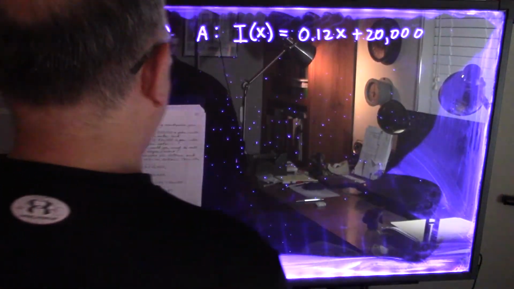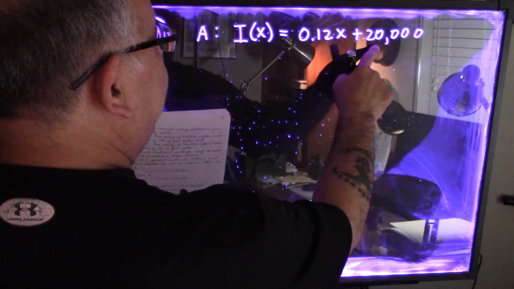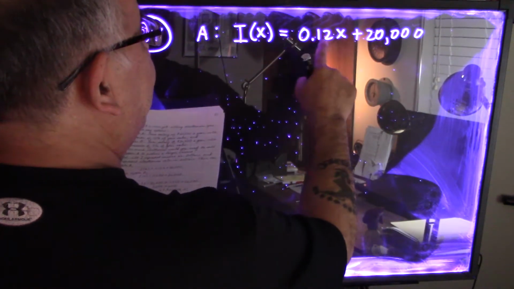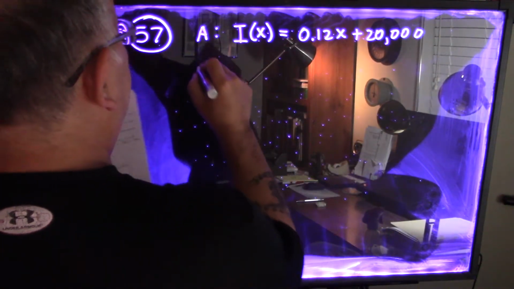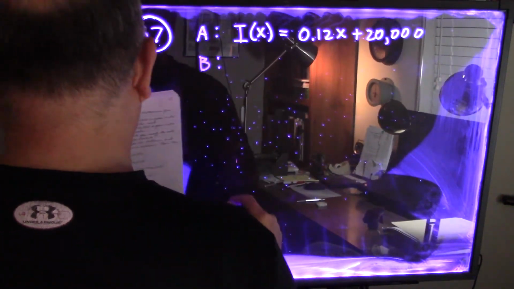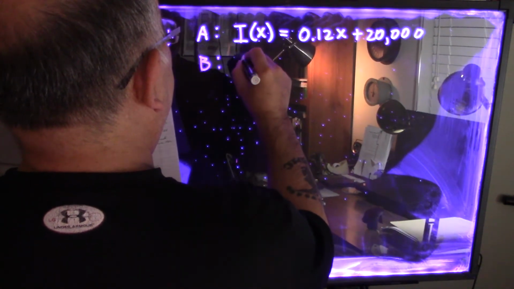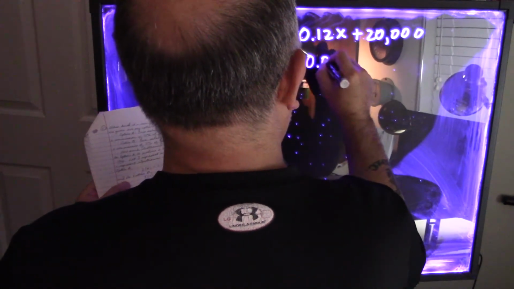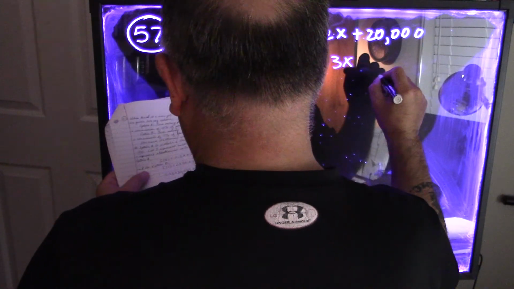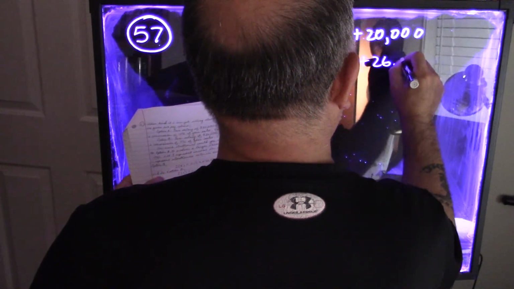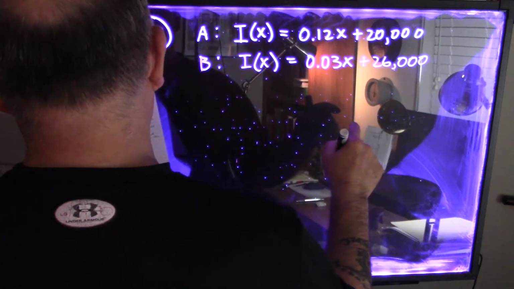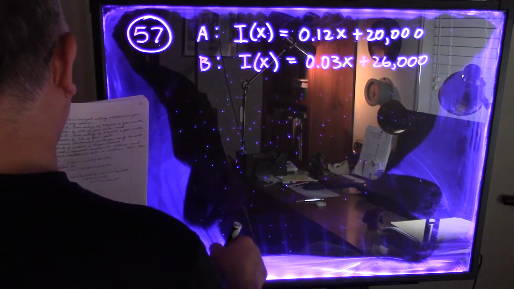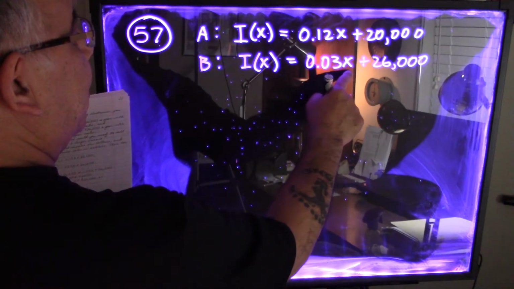Check me on this. Option A, there's your base salary of 20,000 and a commission of 12% of your sales, 0.12 times x. And then we have B, I of x equals 0.03x plus 26,000. So there's your base salary, 26,000 a year, and the commission is 3% or 0.03 times your sales.